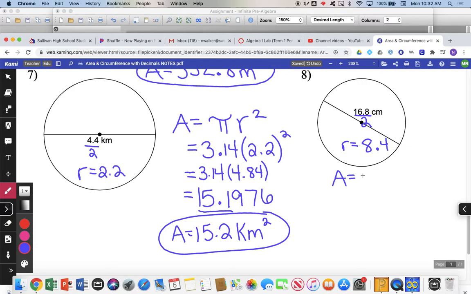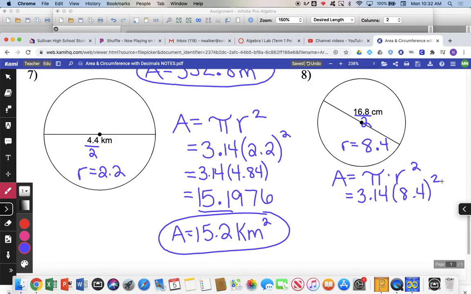We are ready to plug in what we know. So we did 1 and 2, you tried 3 and 4, then we did 5, you did 6, now we're doing 7 and 8 together. So we took half of 16.8 to get 8.4. And now we just gotta plug that into the calculator.